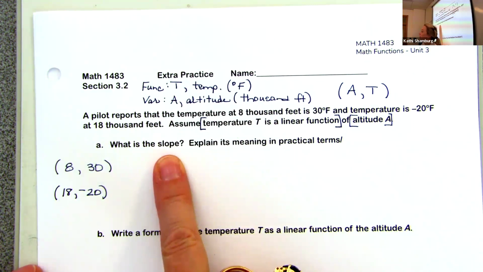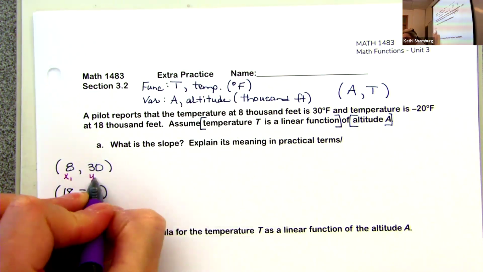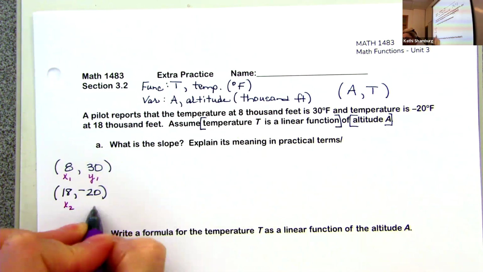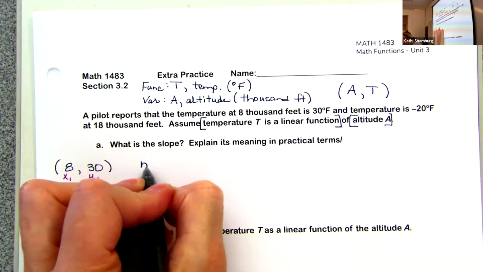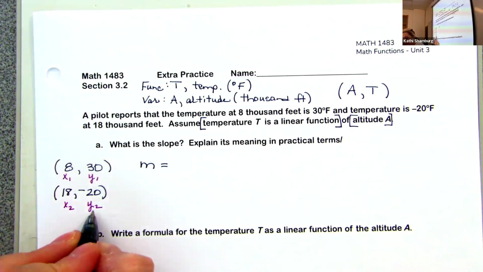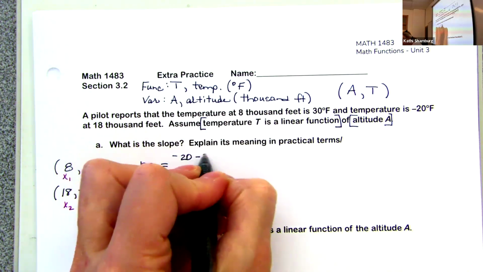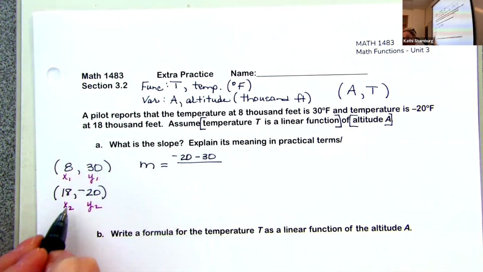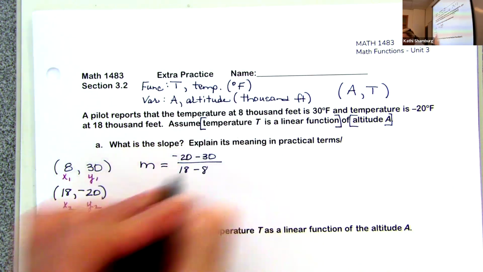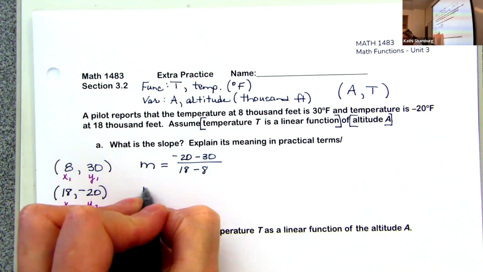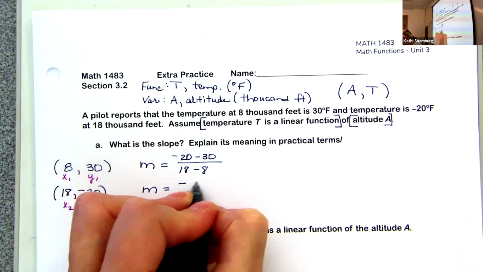It says calculate the slope, so this goes back to the formula: x1, y1, x2, y2. My slope is the difference in your y, so -20 minus 30, over the difference in your variable, 18 minus 8. That gives -5. Yep, so we have -5.